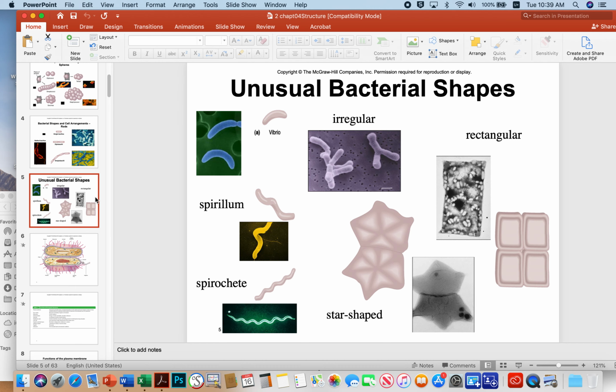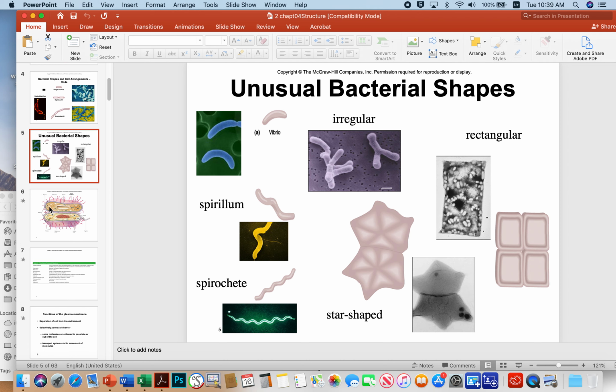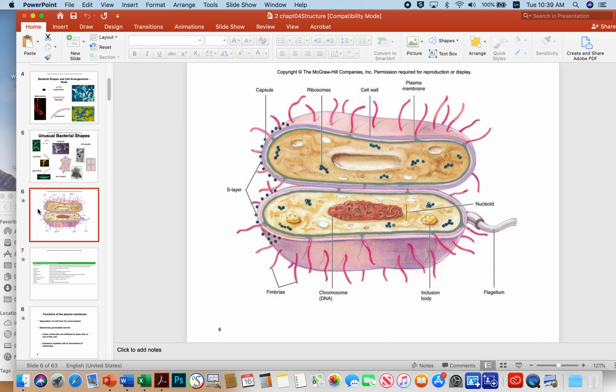Some unusual bacterial shapes are vibrios, which are a slightly curved rod. Irregular shaped bacteria like these bifidobacteria. Bifidos have been used a lot lately in probiotic foods. So if you have some kind of probiotics, you can look at the label and see if you've got any bifidobacteria in there. Some microbes are spiral shaped. These spirilla, for example, are pretty rigid, as opposed to spirochetes, which are very flexible, tightly coiled helical shaped cells. Some microbes are star shaped. And then some have these pronounced rectangular shapes. So there's lots of unusual stuff going on in the microbial kingdom as far as morphology goes.